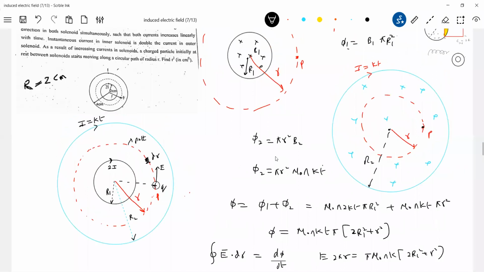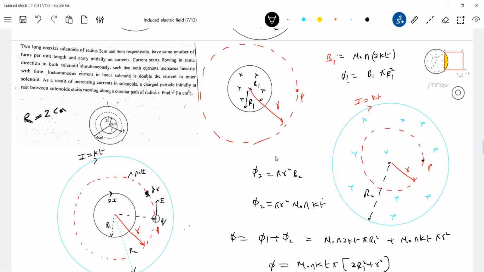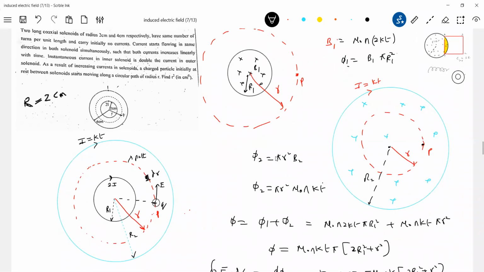And let's come to the question. At the rate of increasing current in solenoids, a charged particle initially at rest between solenoids starts moving along a circular path of radius r. How is it possible? Magnetic force, what it will do? B bar, and it's having a tangential velocity. So the magnetic force will start acting in this direction. Right equation, no? So that will provide required centripetal force.